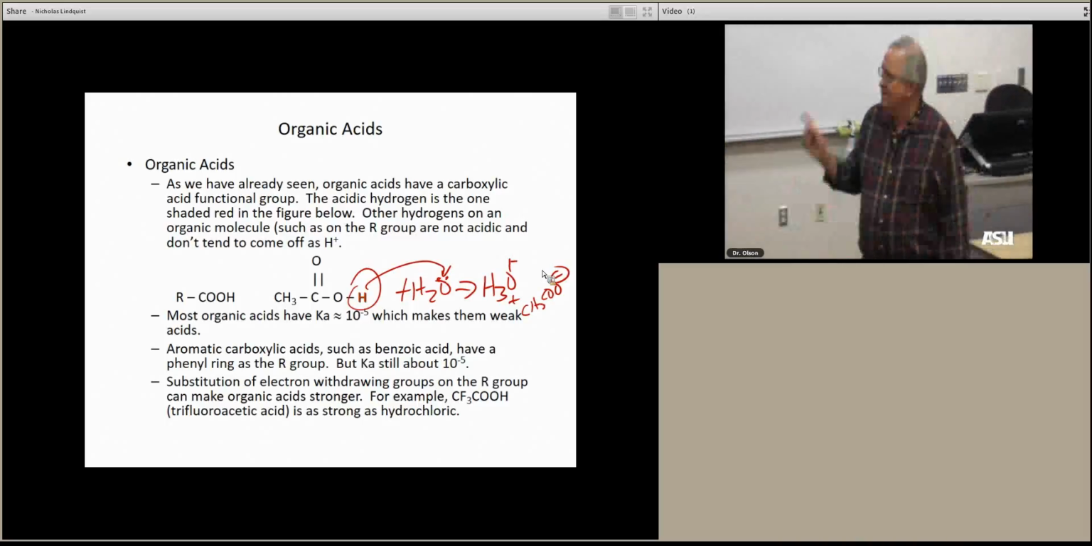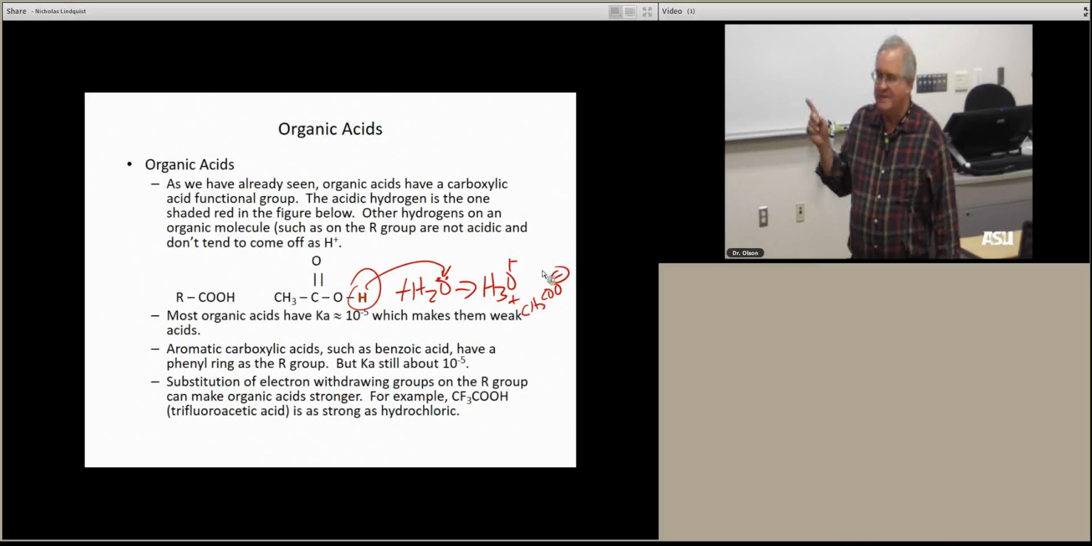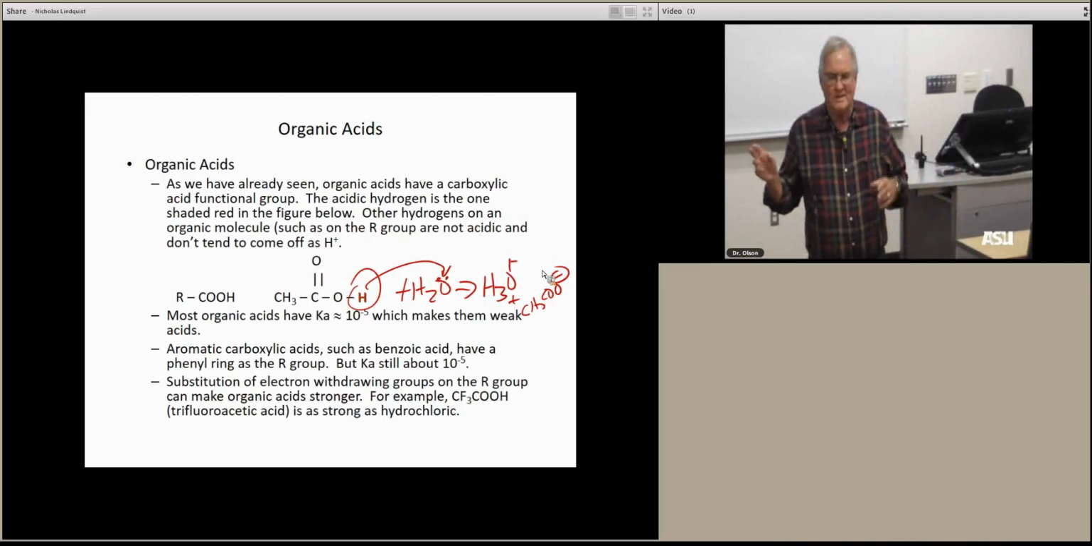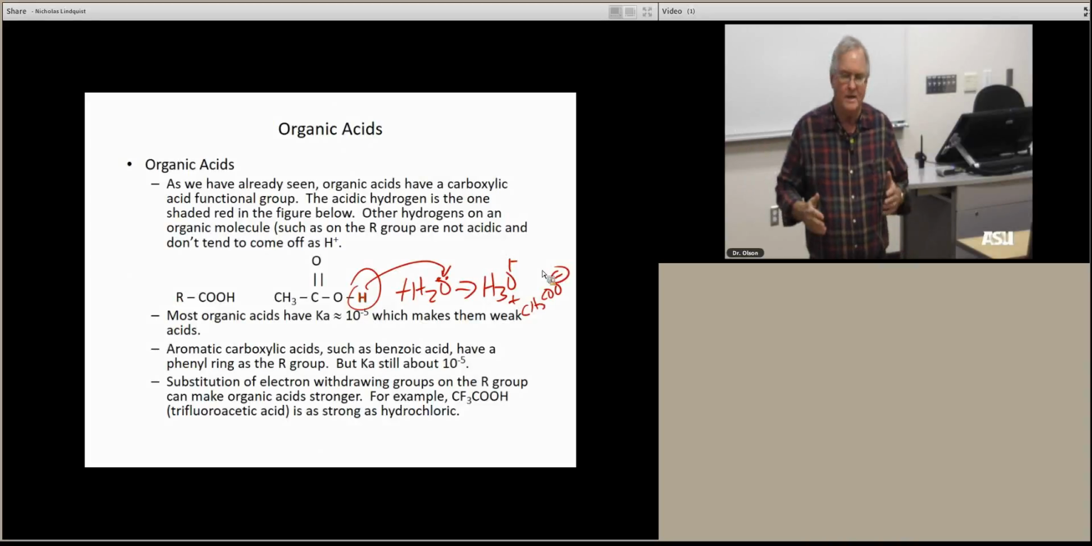So it turns out that if you have this COOH group, it doesn't so much matter what the R group is, whether it's methyl, like in acetate, or whether it's a benzene ring, like in benzoic acid. They all have roughly 10 to the minus 5 as the Ka. So they vary a little bit, but not very much.